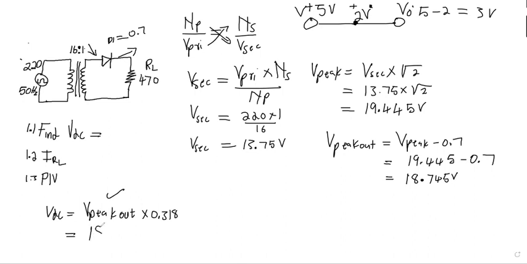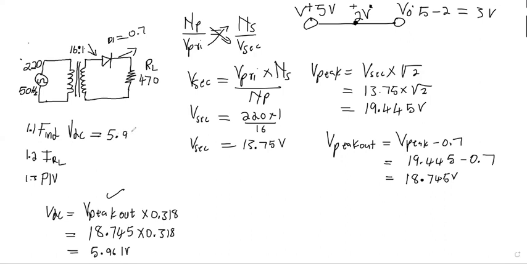So VDC is equal to 18.75 multiplied by 0.318. So what is the VDC? Now the VDC is equal to 5.961. Since our VDC is 5.961, we'll simply write it there.